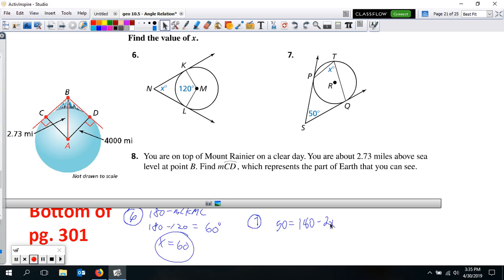And now I'm just going to solve this. I'm going to subtract 180 from both sides. That gives me negative 130 is equal to negative 2x, and then I divide by negative 2. So x is equal to positive 65. And so that's what we have. For number 6, the answer was 60, and for number 7 it was 65.